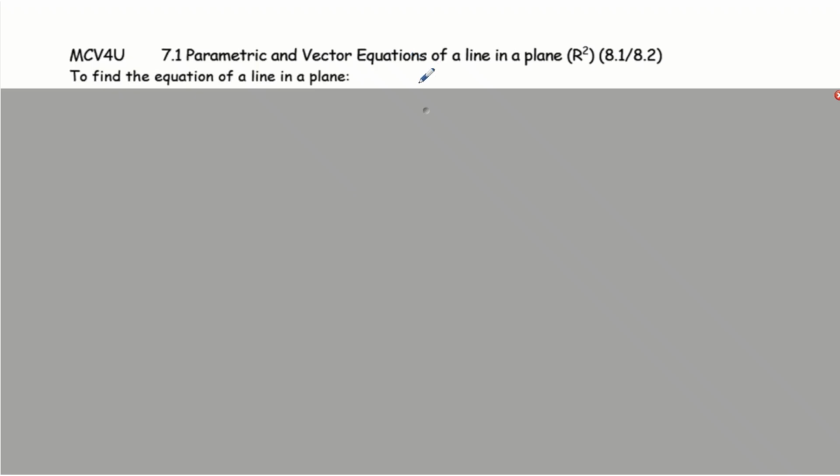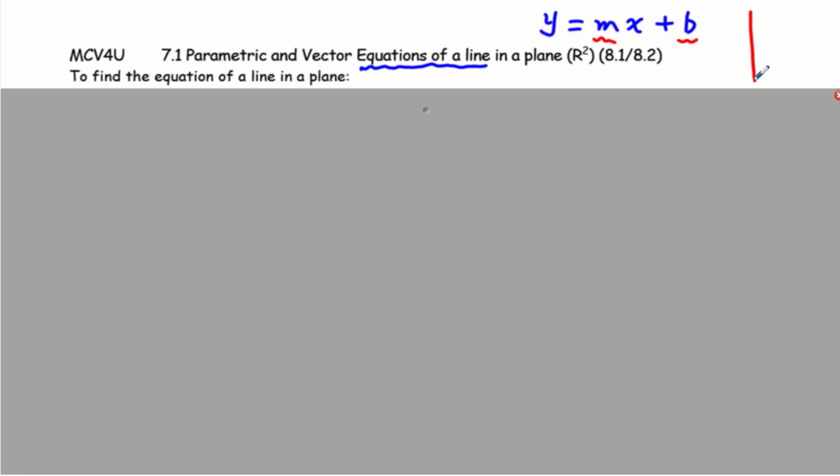So today's lesson, we are going to see the equation of a line, but in different forms. So parametric and the vector equations of a line in 2 dimensions. So we want to connect what we have learned before. We have learned before y equals mx plus b. So in this equation, our slope is m and b is the y-intercept.